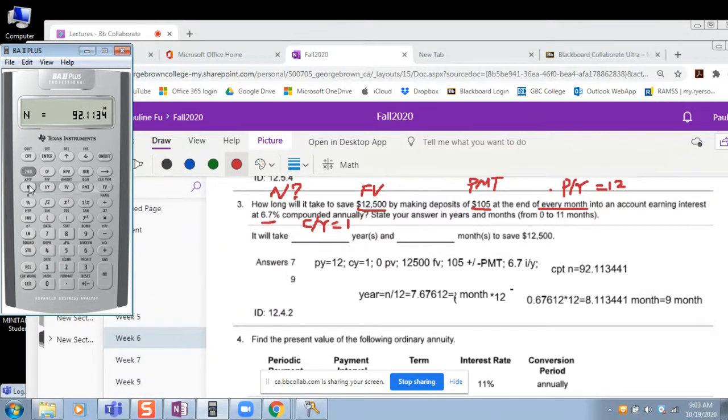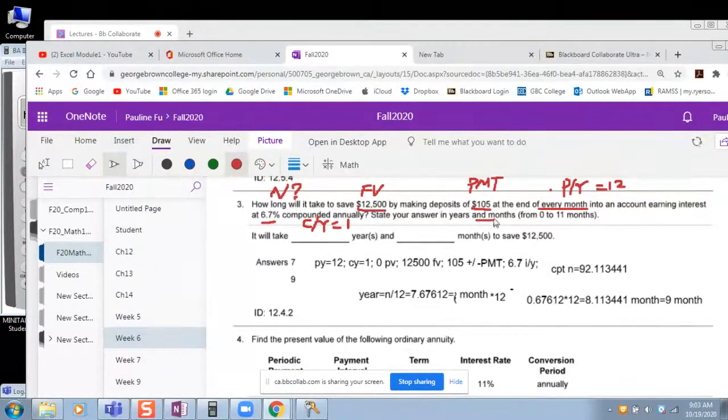But the question asks you, so the answer is 92.1134 years. So you have to state your answer in years and months. This is the number we get from the calculator. How do you translate this to years? The year is easy. It is 92 years. The problem is with the decimal.